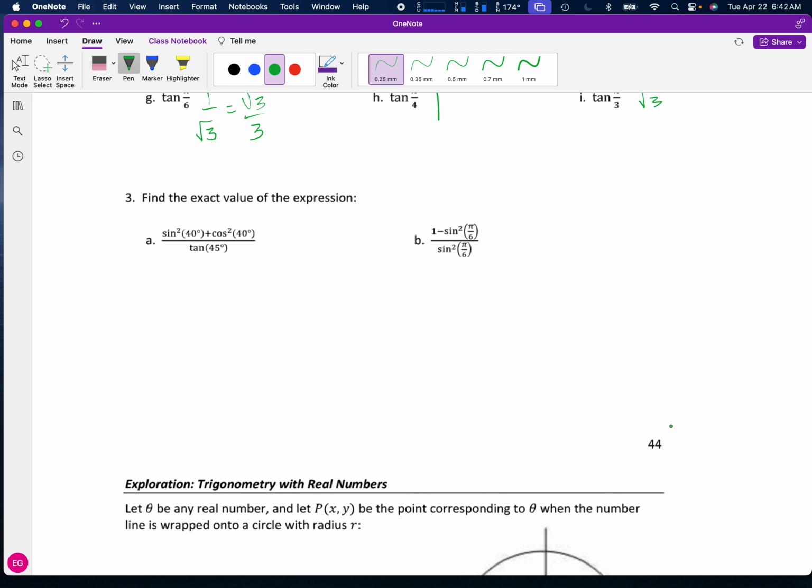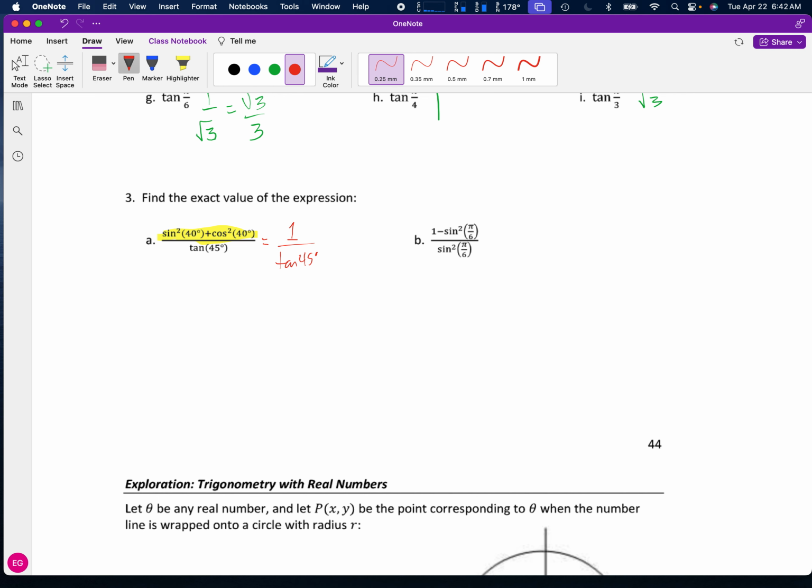Right down here, they want us to find the exact value of this. So we have sine squared 40 degrees plus cosine squared 40 degrees over tan 45. The first thing that jumps out at me is that we don't know 40 degrees. That's not one that we know without a calculator. So there must be some other thing that's happening here. And if I don't read the angle out loud, it makes this one a little bit easier. This is literally saying sine squared plus cosine squared, which we know always equals 1. So this is really 1 over tan 45.